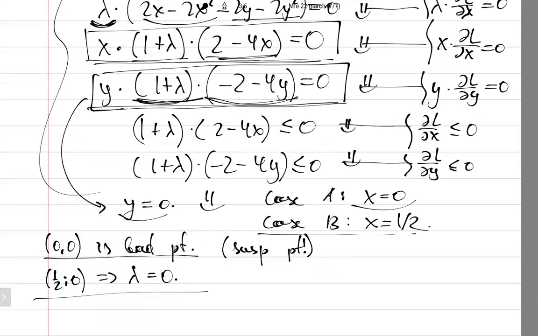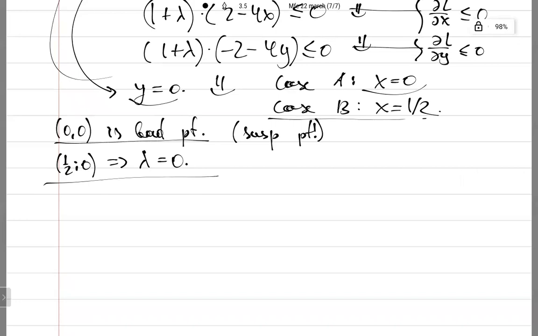Okay, so what are my conclusions? I have two suspicious points. One was suspicious even before the Lagrange multiplier method, when we checked the constraint qualification. The second point is suspicious because it satisfies the first order condition. So maybe the maximum is there, maybe the maximum is there.